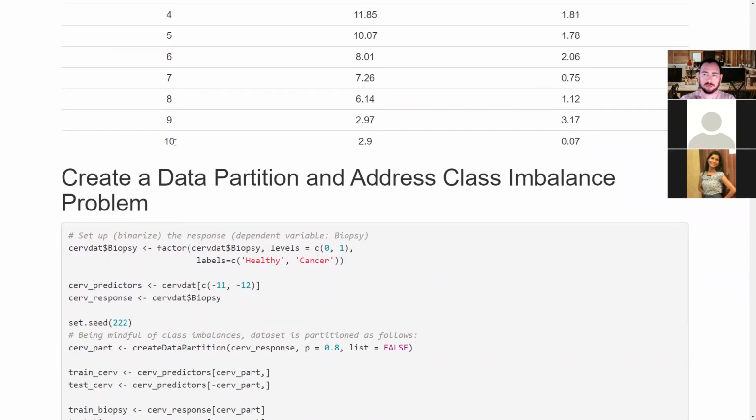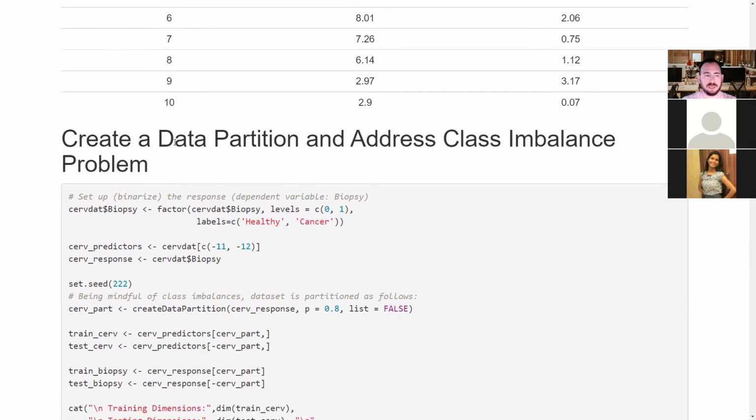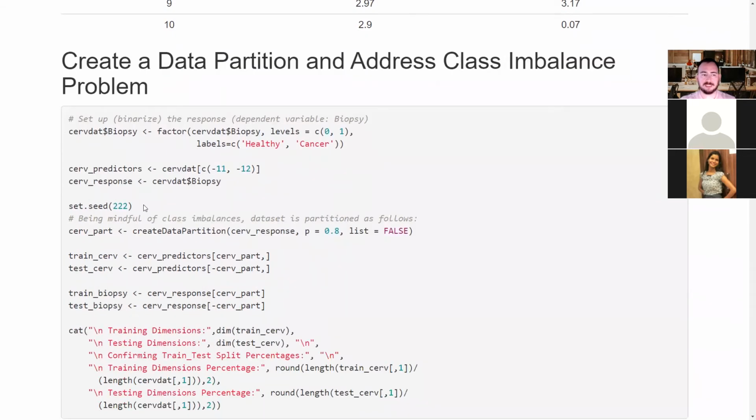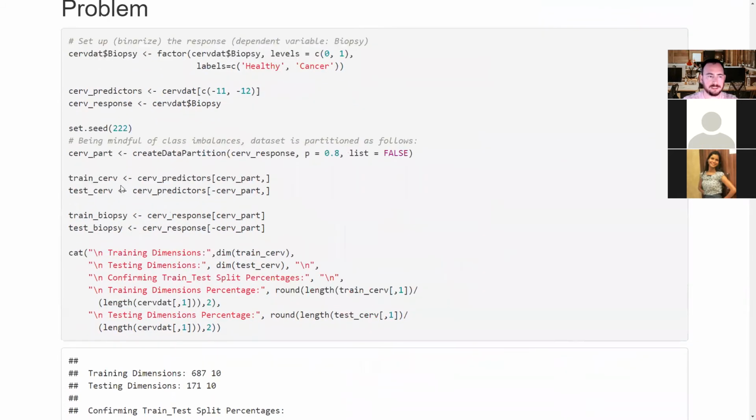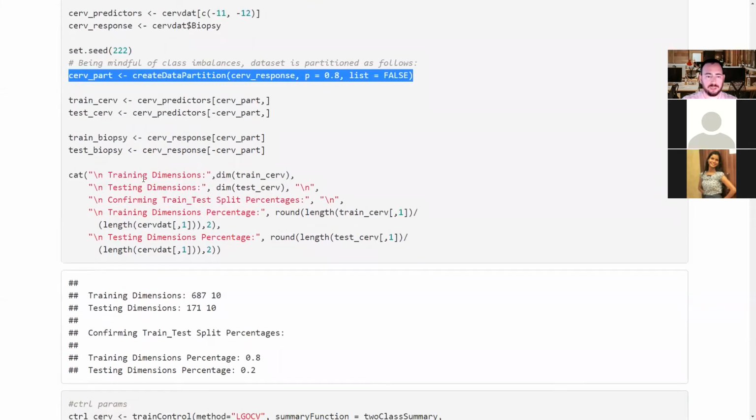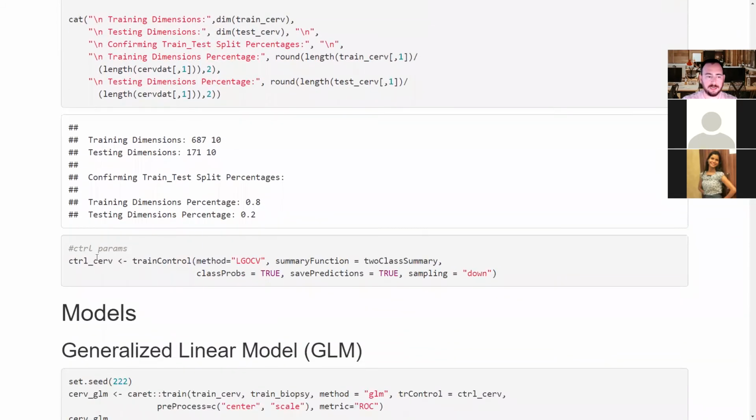So we give it an 80-20 train test split, and we assign predictors to their respective columns and the respective train test sets, with assigning a response variable, doing the same with that, and then partitioning it as follows. And from here, we assign unique train control parameters using the leave-one-out cross-validation method, which is similar to the Monte Carlo simulation.